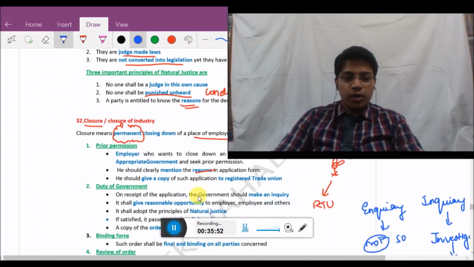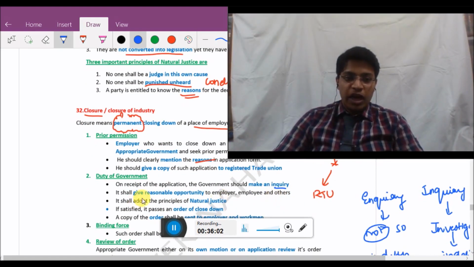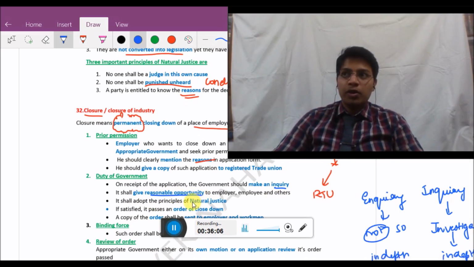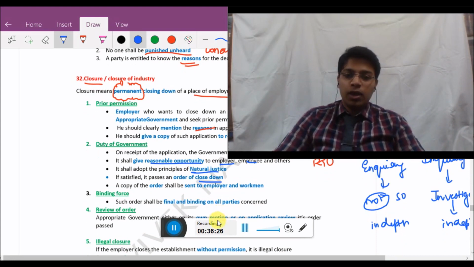So what are we using here? The appropriate government on receipt of the application should make an inquiry. It is like an investigation. It shall give reasonable opportunity to the employer, employee and others. If they have anything to discuss, if they have any objections, they can discuss. The principles of natural justice should be followed. If satisfied, it passes an order of close down. A copy of the order shall be sent to the employer and the workman.